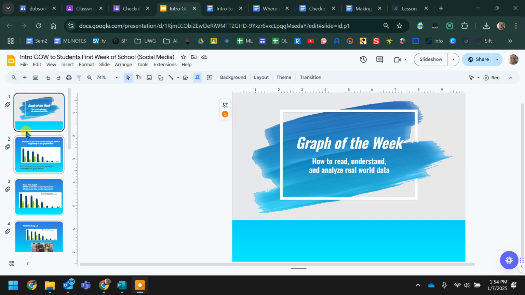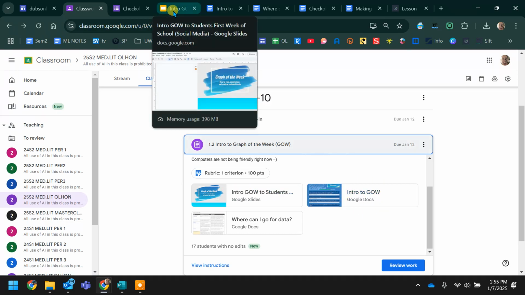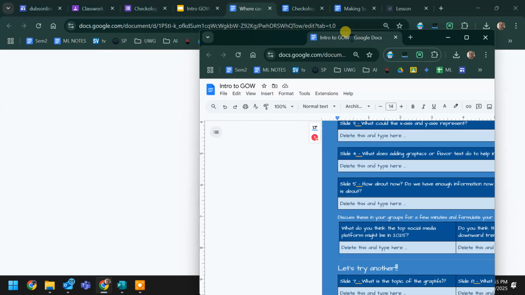So this week, one of the things that you guys have to do is this 1.2 Intro to the GOW, the graph of the week. You have a handout, and the handout goes with this slideshow. So I'm just going to quickly walk through this slideshow. The handout does that same thing.